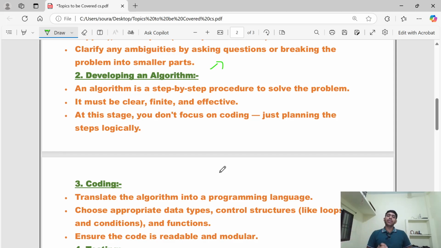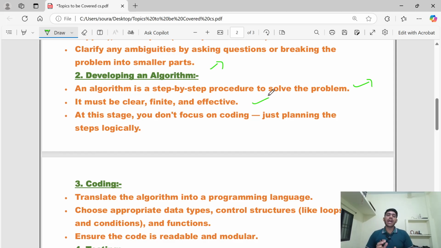Then developing an algorithm. An algorithm is a step-by-step procedure to solve the problem. So what do you mean by algorithm? It is a step-by-step procedure. Before you solve the problem or write the proper code for any project, you need to develop an algorithm. You need to write some instructions for how you can solve this problem, what instructions we can follow. You write those instructions in a step-by-step procedure. That is what an algorithm is, and it must be clear, finite and effective.